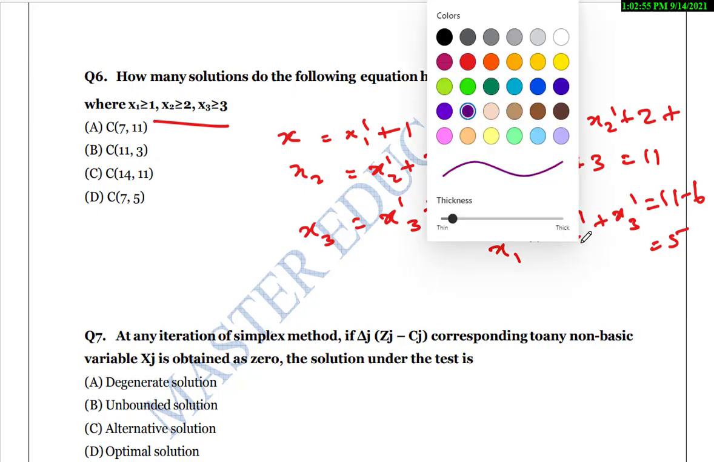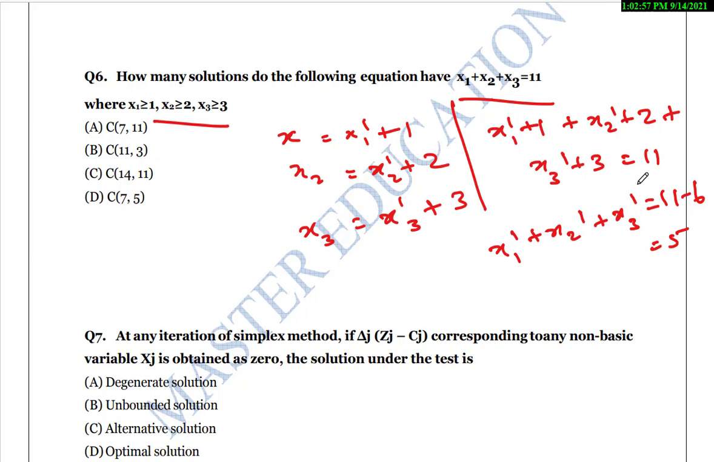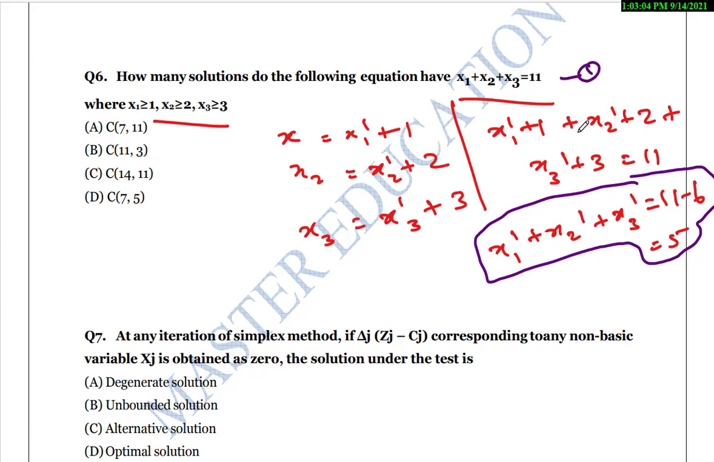The regeneration equation is this: x1 plus x2 plus x3 is equal to 5. So for this equation I applied the substitution: for x1 in place of x1 dash plus 1, x2 equal to x2 dash plus 2, and x3 is x3 dash plus 3. So I am assigning here, that is equal to 11. If you add the constant values, 3 plus 2 plus 1, that is 6. If you take that 6 this side, 11 minus 6 is equal to 5.